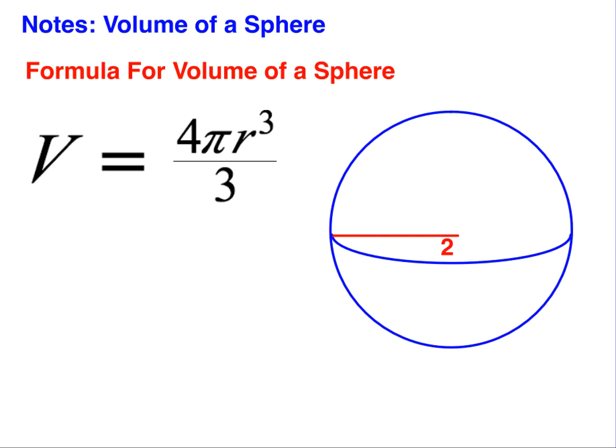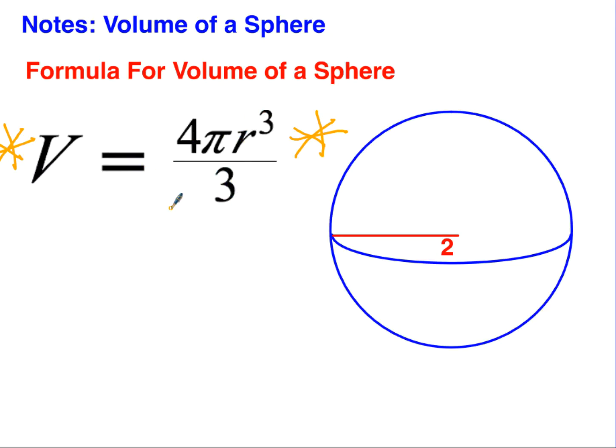Now, to find the volume of a sphere, so how much space a sphere takes up, or how much it actually can hold, we use this formula: 4 pi r to the third power over 3. Let's make sure we get this down because this formula is very important, and it's a little bit different than volume of a cone and volume of a cylinder. So 4 pi r to the third power all divided by 3.